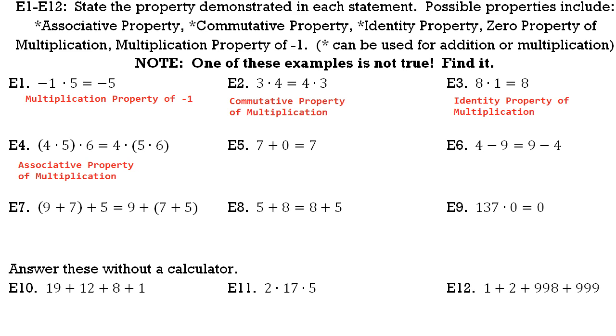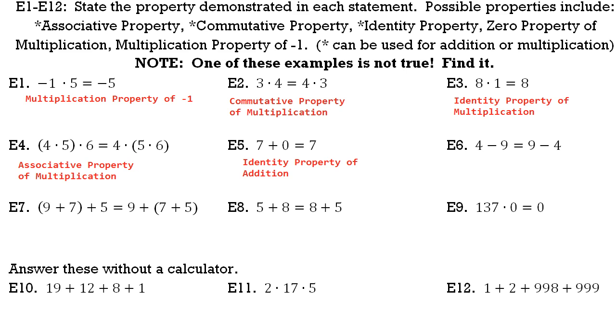All right, example number 5. Once again, if you look, we have a number that stayed the same. It started as 7. It ended as 7. The identity of the number didn't change. The difference in this problem is that we used addition instead of multiplication. Instead of multiplying by 1, we added 0. Same property, different way of using it.